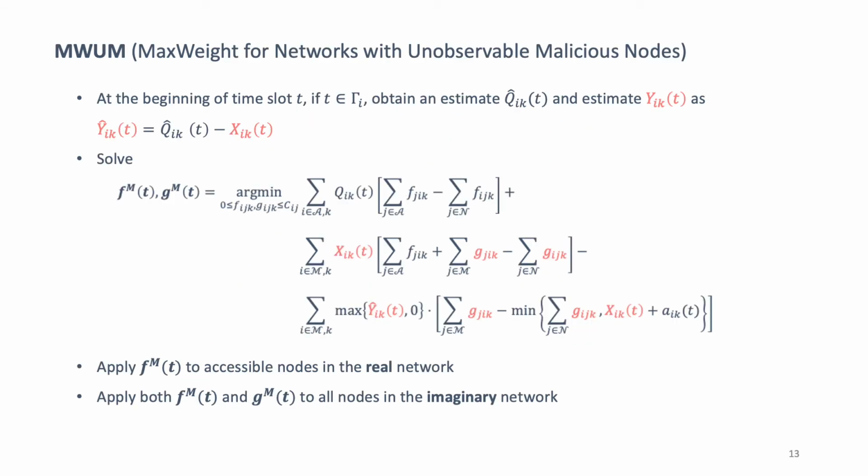Our algorithm was named MWUN, max weight for networks with unobservable malicious nodes. So at the beginning of each time slot, if we need to make an estimation, then we make it. Otherwise, we just skip this step. And then we solve this optimization problem. And then we apply the accessible policy F to accessible nodes in the real network. And then we apply both F and G to all nodes in the imaginary network.